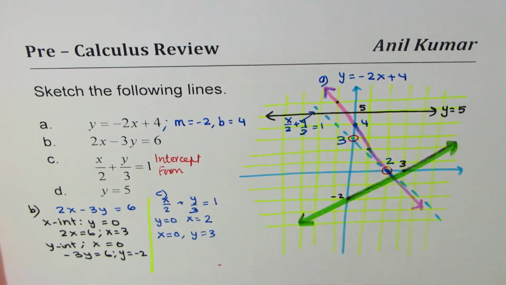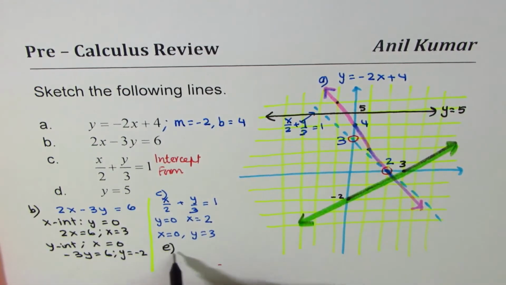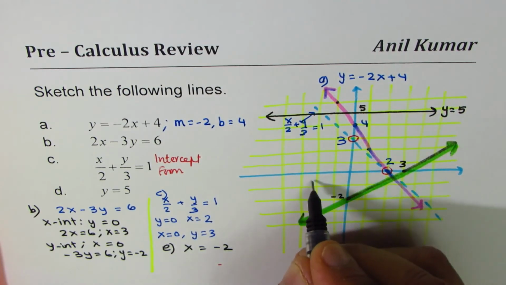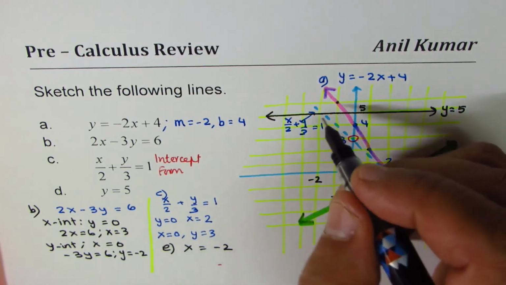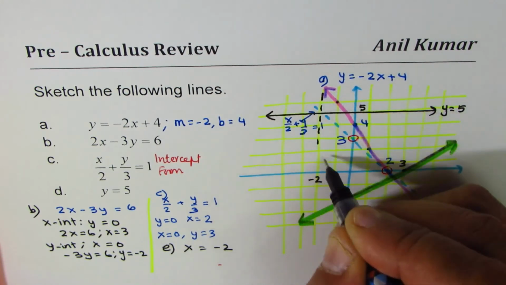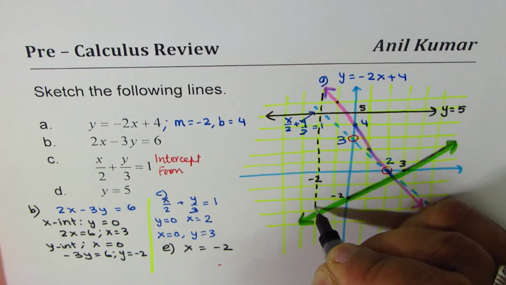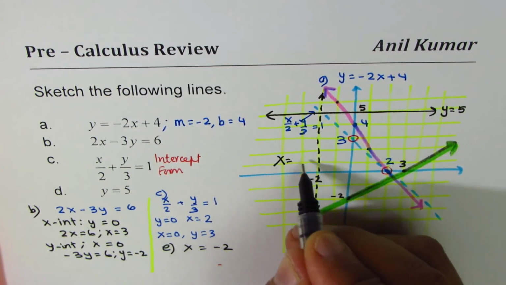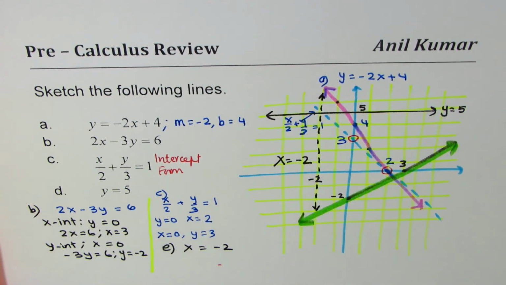Now let's make part E. Let me write down E here as x equals minus 2. Can you sketch this line? X equals minus 2 will mean that the value of x is always minus 2. So it's going to be a vertical line. It has undefined slope, right? So this line is x equals minus 2. I hope with this you understand how to sketch lines when they're given in different forms.